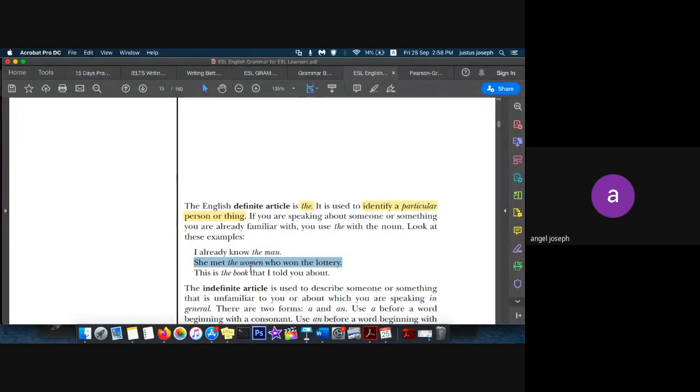She met the woman who won the lottery. Again, can we omit this word the here? She met women who won the lottery. No. We have to use the word the.